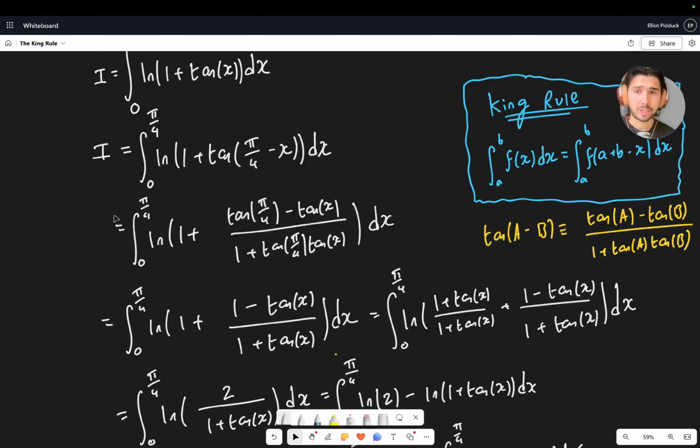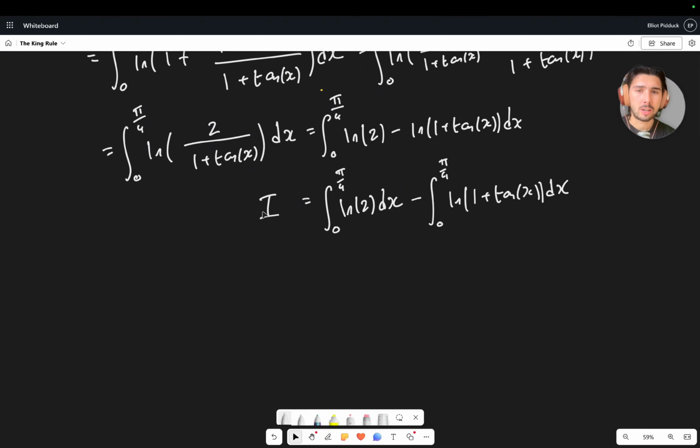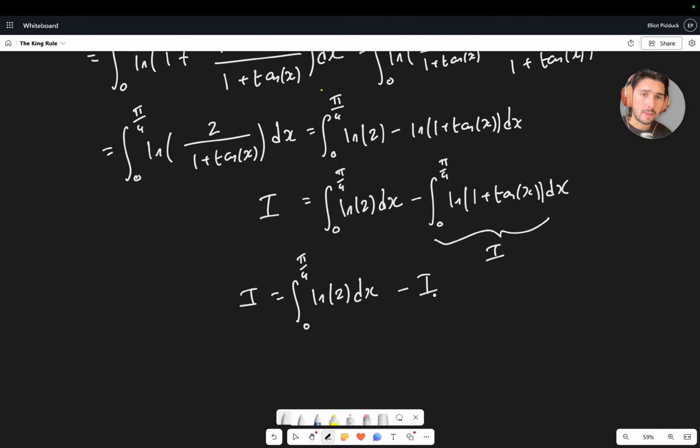And we've rearranged this new version, and it's basically turned out that the original version is inside the new version. So what we have is that the original integral is equal to the integral from 0 to pi over 4 of ln 2 with respect to x minus, this is I again. So this integral here is I again. So all we have is that I is equal to the integral from 0 to pi over 4 of the natural log of 2 dx minus I. And of course, this is nice because the integral of the natural log of 2 is really easy.